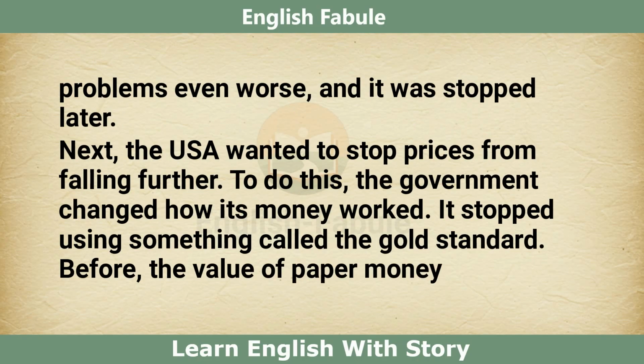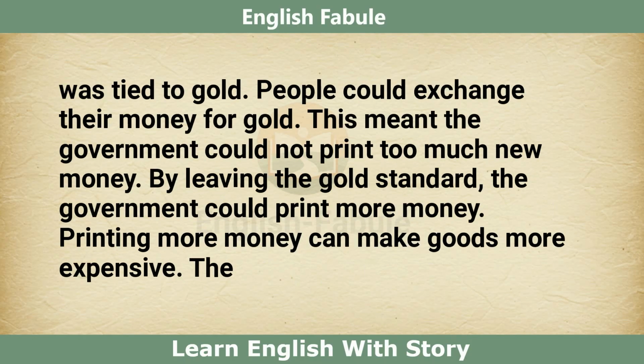Next, the USA wanted to stop prices from falling further. To do this, the government changed how its money worked. It stopped using something called the gold standard. Before, the value of paper money was tied to gold. People could exchange their money for gold. This meant the government could not print too much new money.